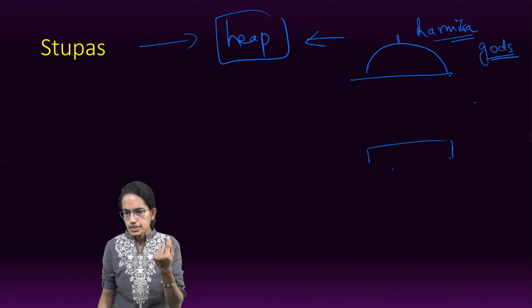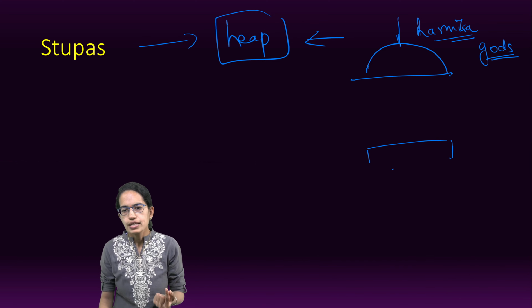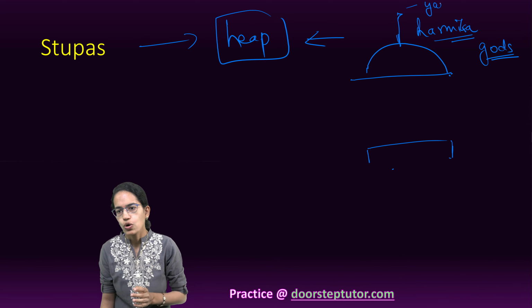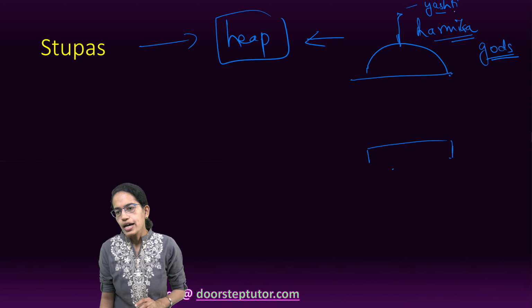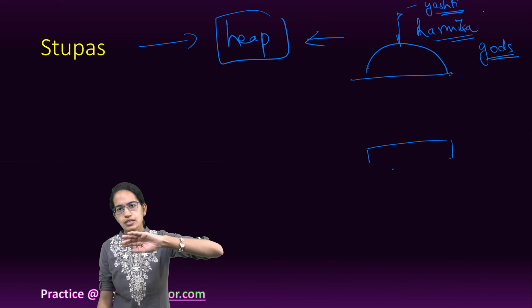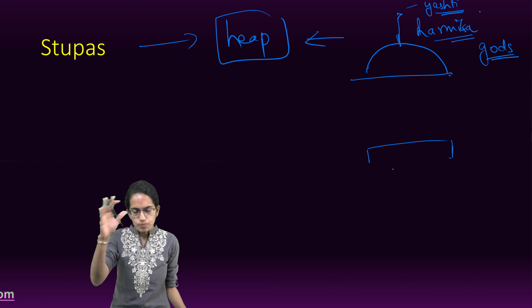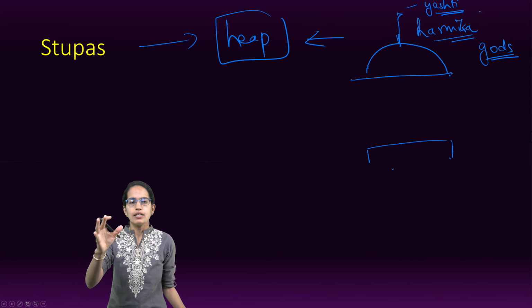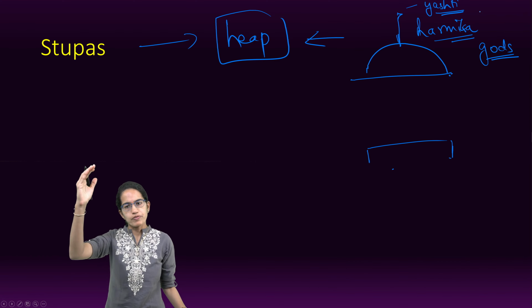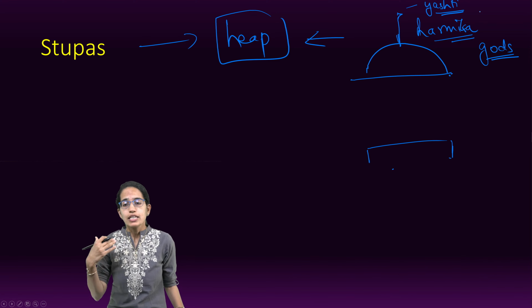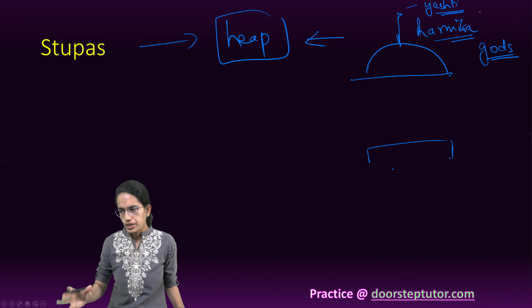From the center of the harmika, there is a flag-like thing, called the mast or the yashti. And this yashti has the chhatri, or the umbrella. So the stupa, the heap, the harmika, the balcony, and on top of that the mast or the flag, called the yashti, are among the major structures.